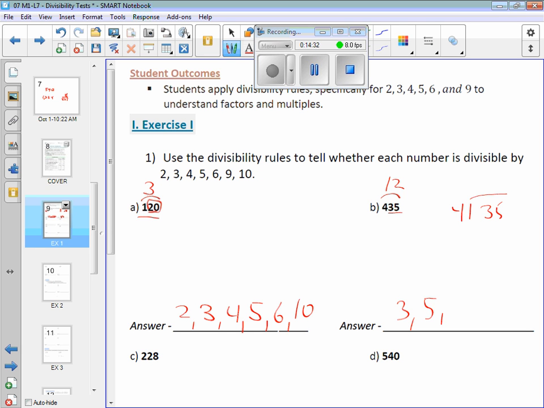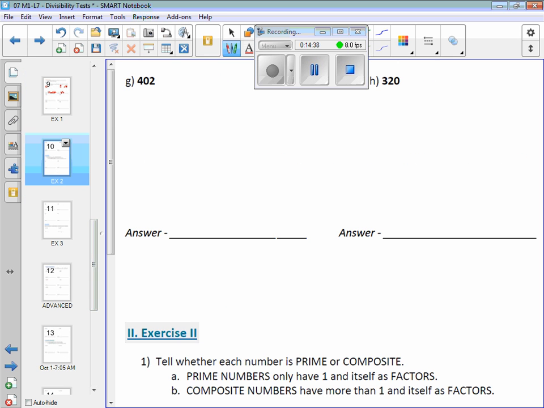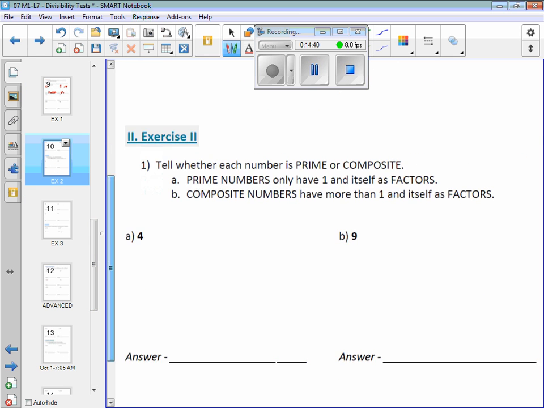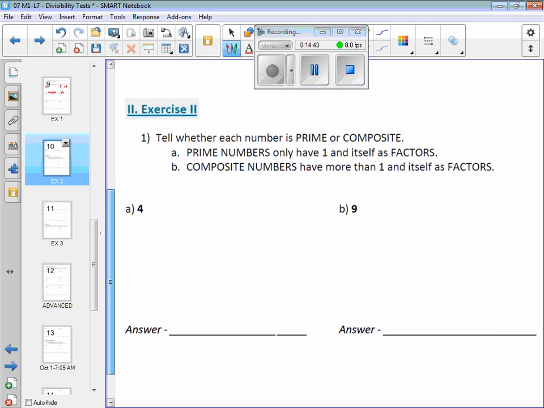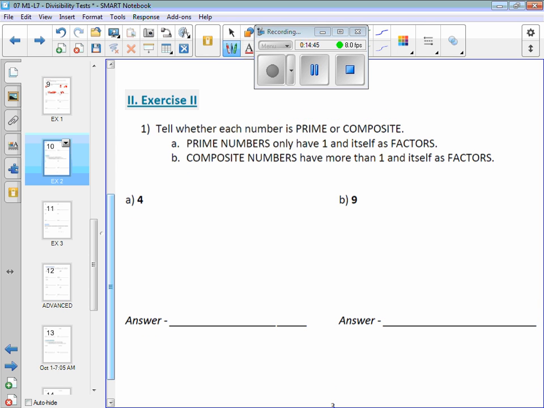Okay. You will do the rest on your own, but I want you to skip now to the next page, and I want to go over prime versus composite numbers. Exercise 2 at the bottom of page 3. I know you learned it, but some of you forgot it. What's the definition of the prime number? Julia?